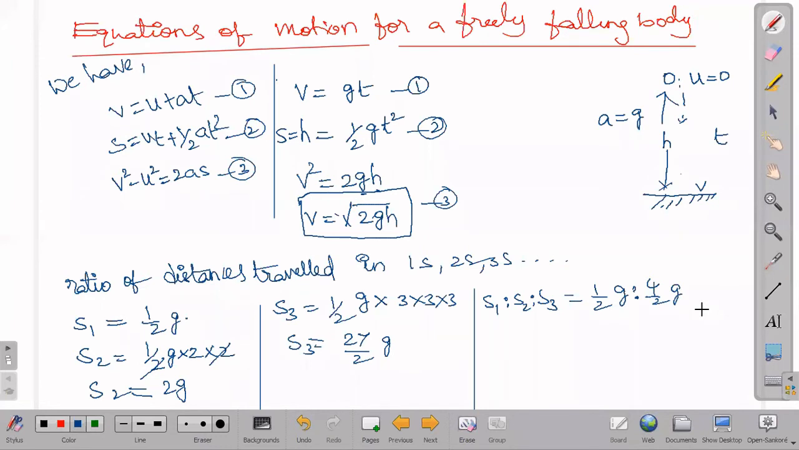Next is to, the last one is what? 27 by 2g. It will be continued if we take further. Okay, so only for 3 elements I have taken. Now this g will be there in all the terms, that will be cancelled out. Here what will we get? 1 is to 4 is to 27, right?